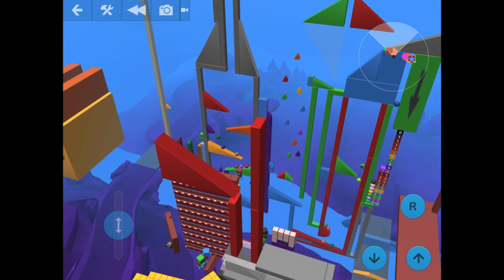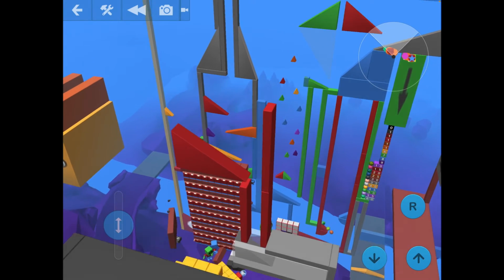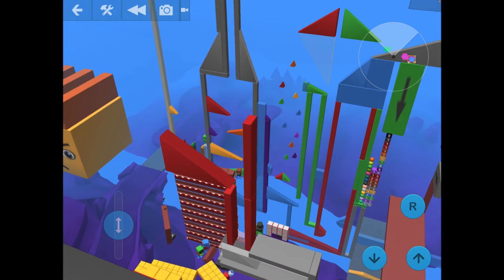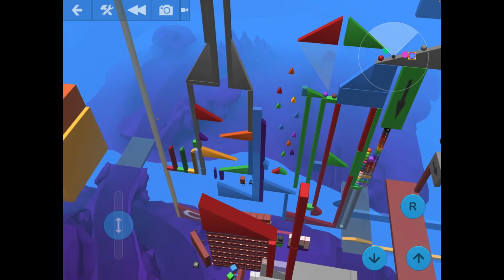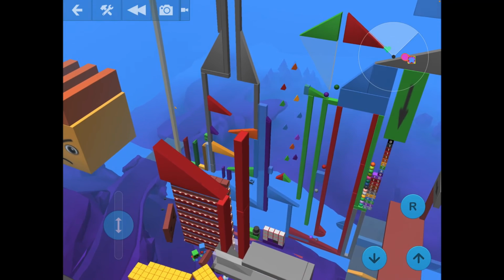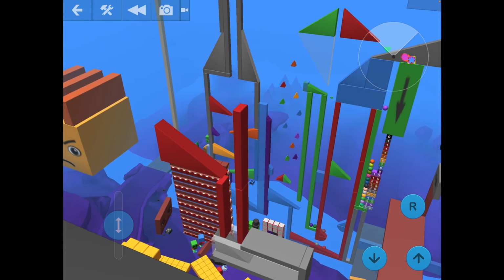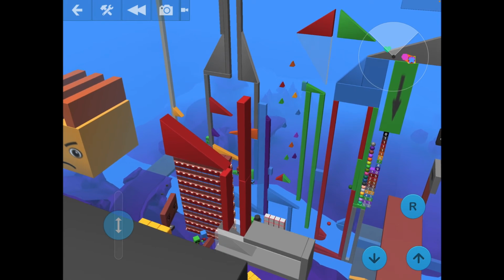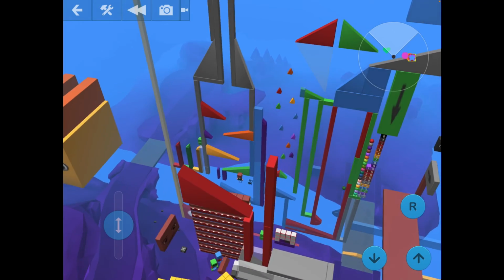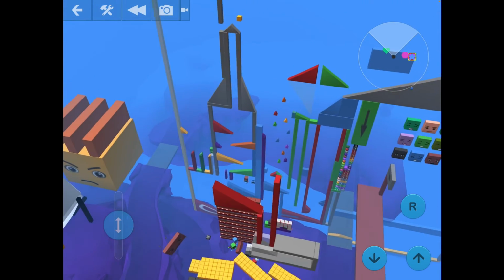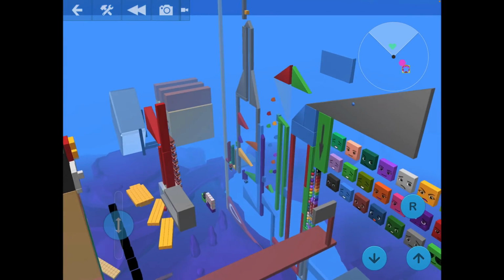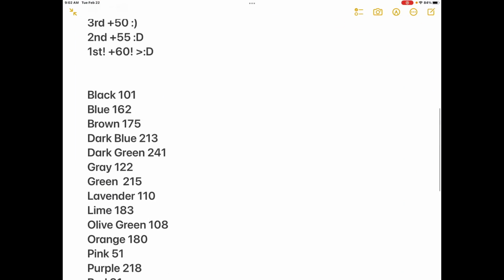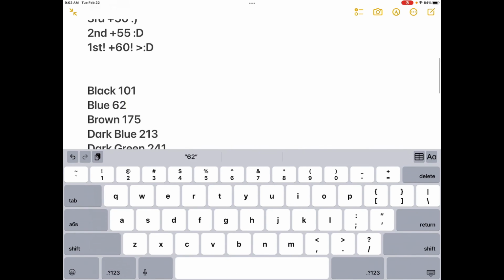See, green at 60. You know what this means? Blue gets minus 100 points. That's what you get for glitching.